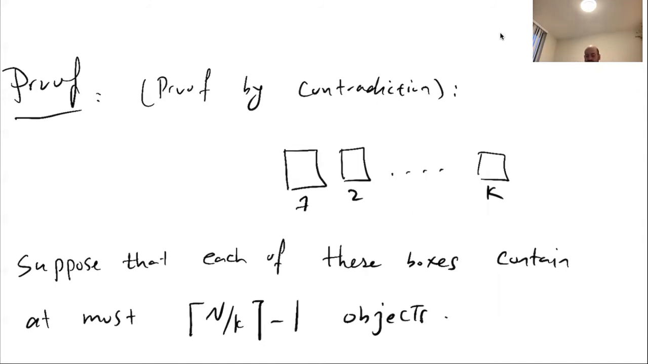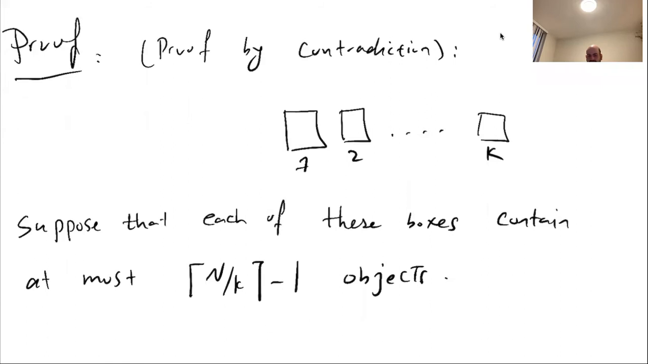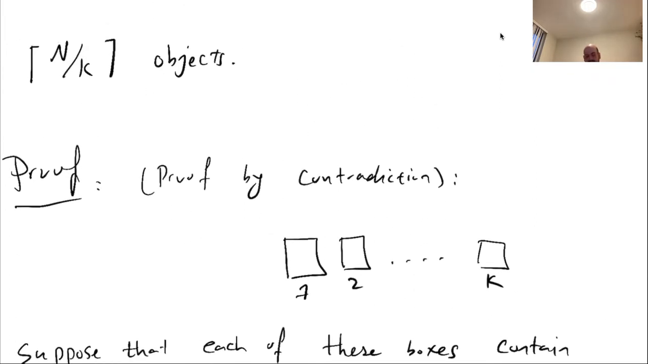So again, let's think about it. I want to say that at least one of these boxes has at least ceiling n over k objects. So ceiling n over k, let's call it L, for example. It's just a number, right? I want to show that at least one of these boxes has at least L objects. If this is not true, what does that mean? That means every one of these boxes will contain at most L minus 1 objects, because if even one of them has more than L minus 1 objects, that box will have at least L objects, which is exactly what I need to show.